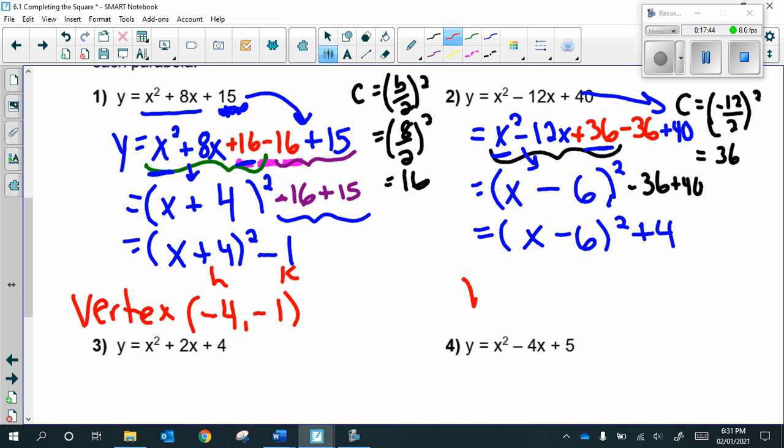So our vertex is going to be HK, which in this case is positive 6. Always switch that sign when you take your H out. The K value is 4. So your vertex is 6, 4.